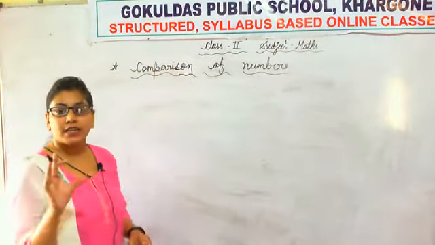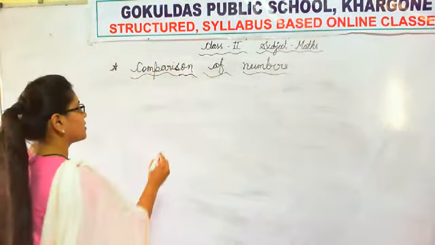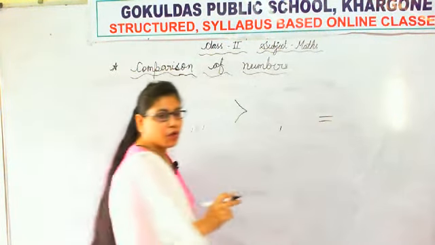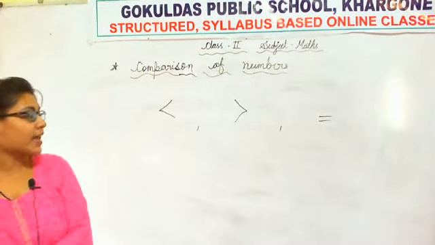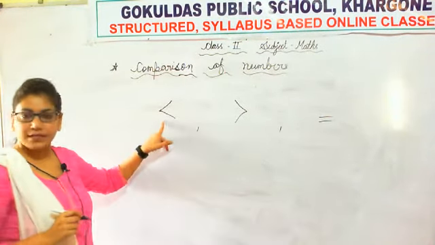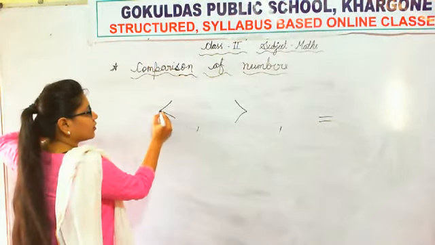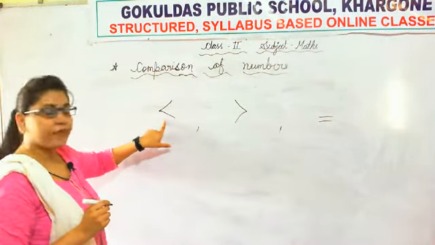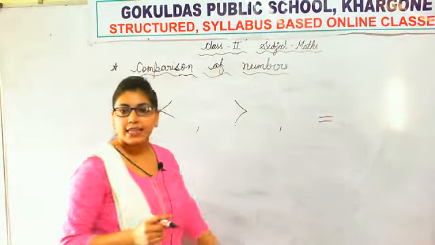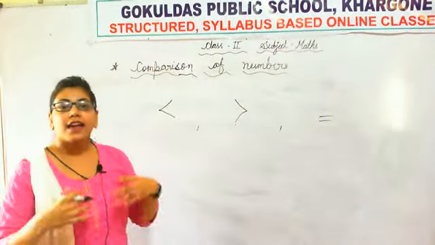I hope you all understand the signs greater than, less than and equal to. Let us revise. These 3 signs are used for comparing numbers. What do we call this sign? It is smaller than. The closed mouth. What do we call this sign? The open mouth sign. The mouth is open here. We call this sign greater than.